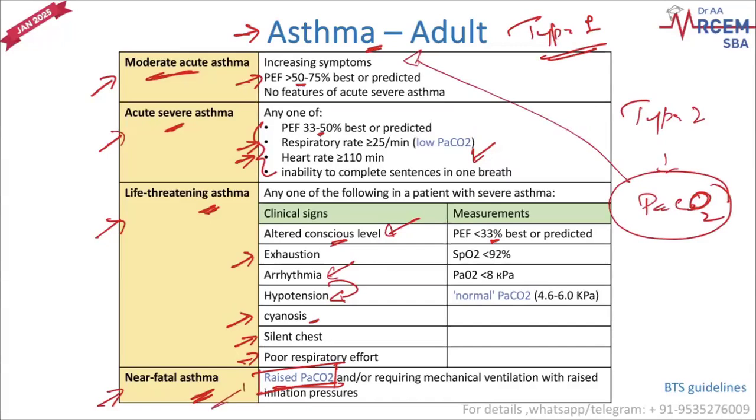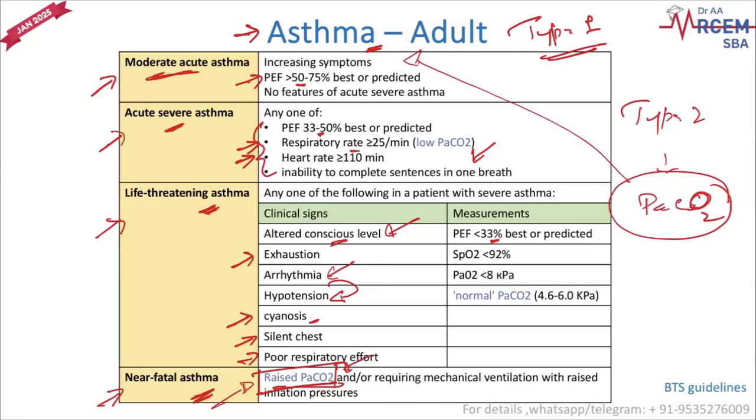So at this point of time, you need to start thinking this patient might require an intubation to be done for this patient. That is the importance of picking up a raised PaCO2 value. The next thing you will be looking out for is the respiratory rate.